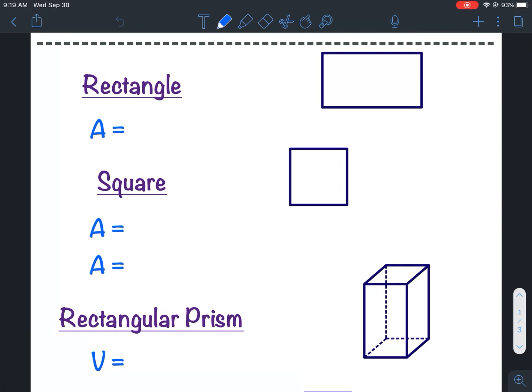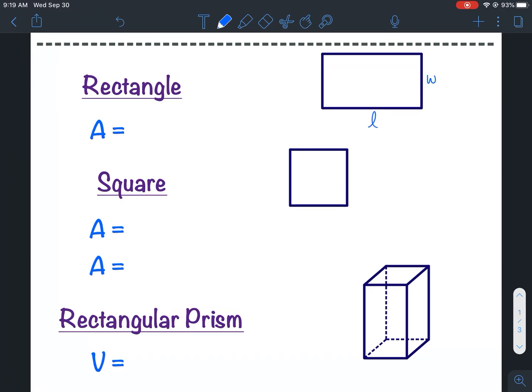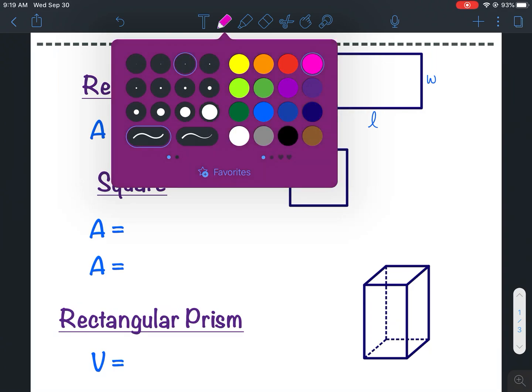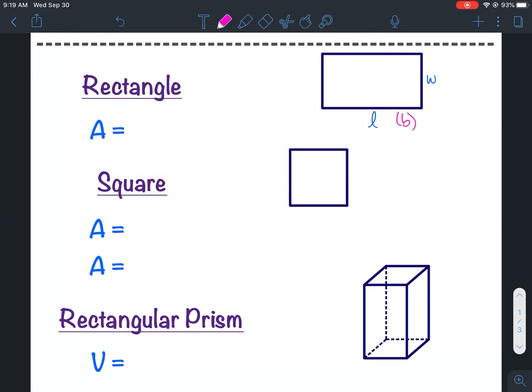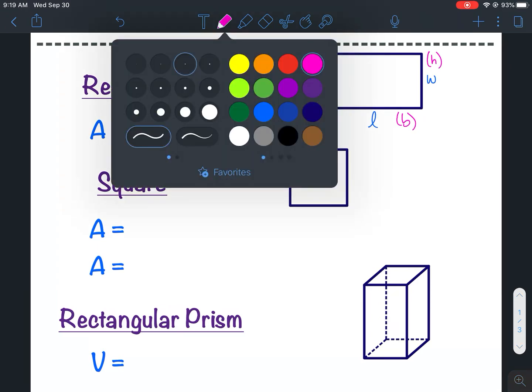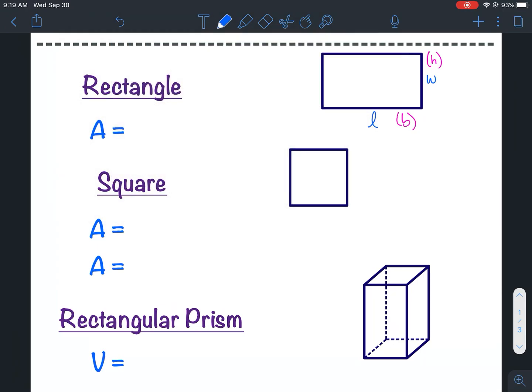Everyone should know how to find the area of a rectangle. Oftentimes it is length times width. Sometimes it's also base times height, depending on what formula you're using or the problem. But length times width, base times height, same idea. So the area of a rectangle is length times width. Well, a square is a rectangle.